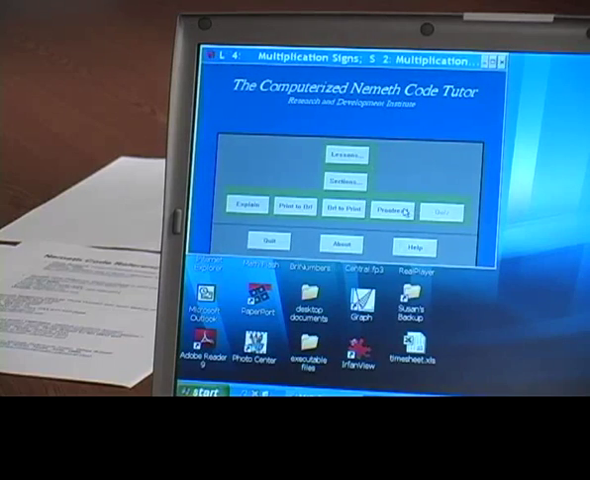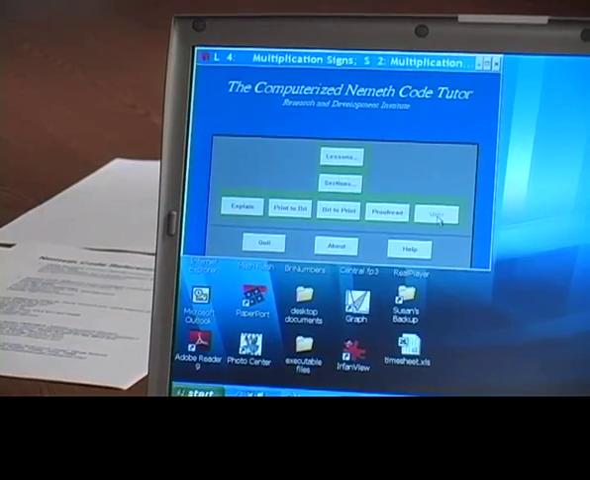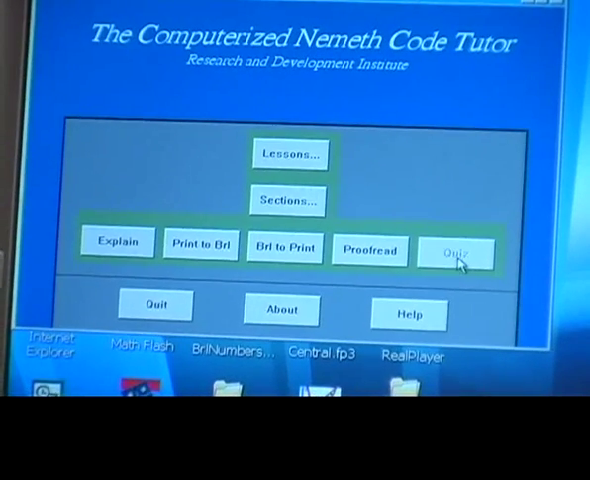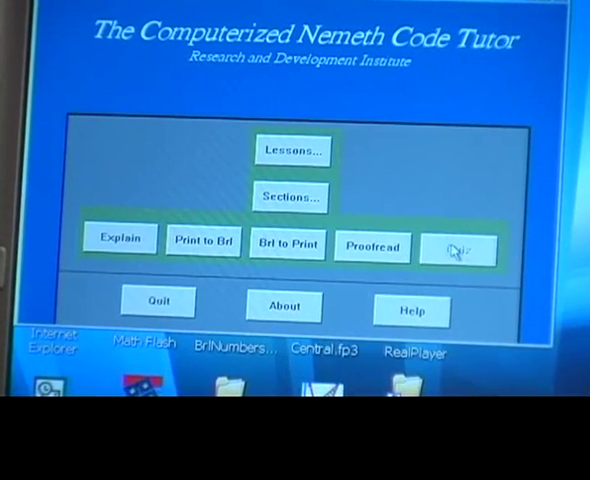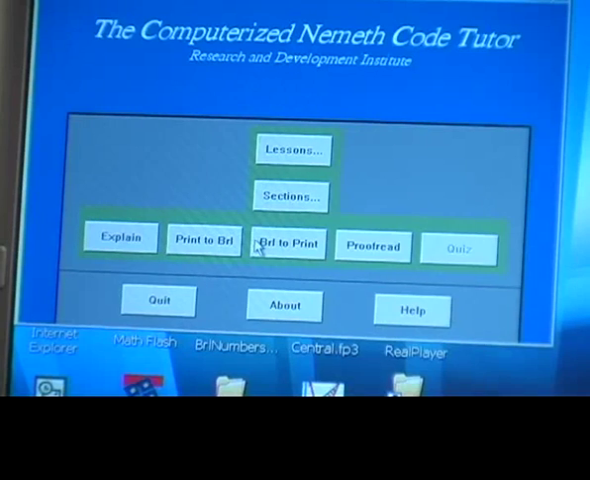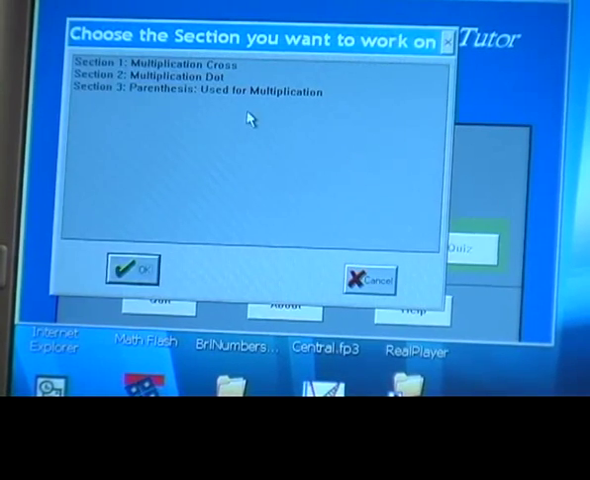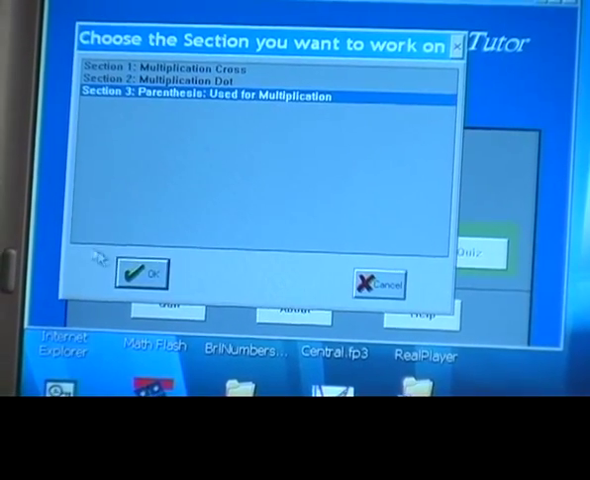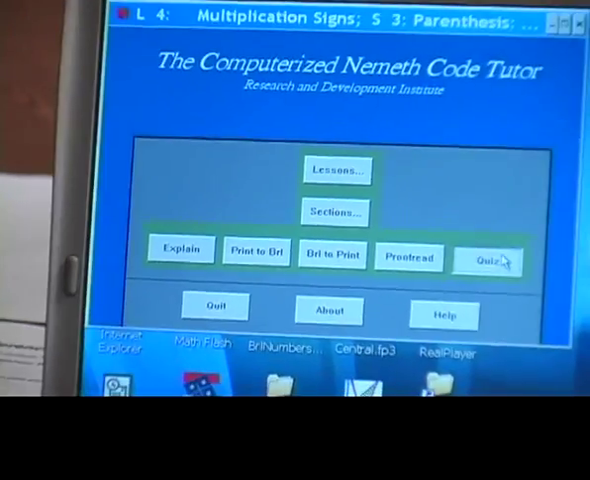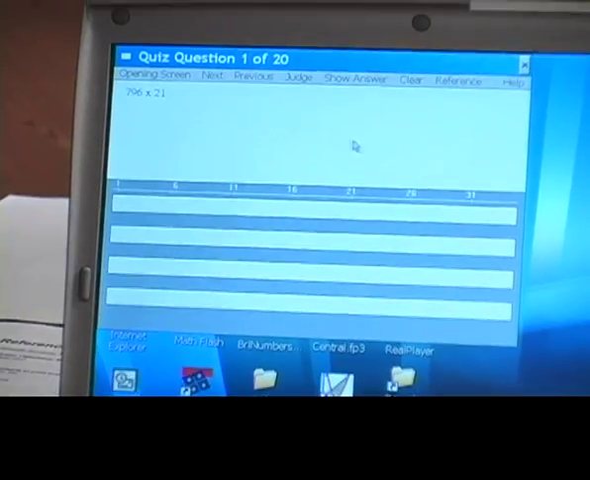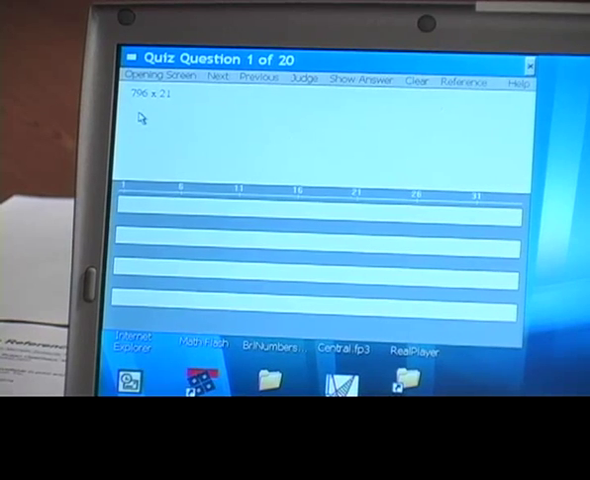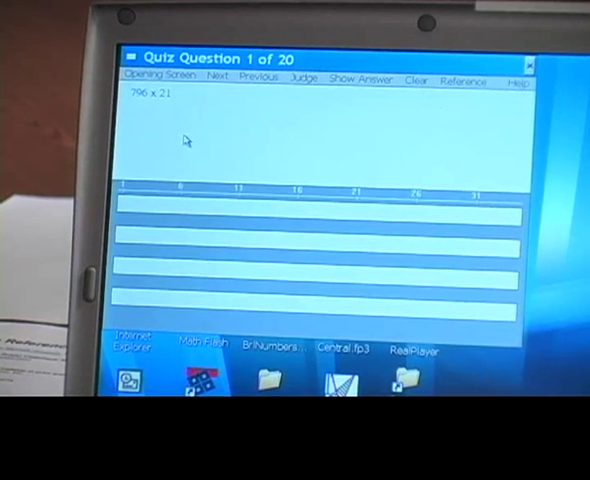And then if we had been finished with all of our sections, we would have also had a quiz. And it's just grayed out for right now because we are not finished. If we went into section 3, I'll show this to you. We would have had quiz available, and then we would have had all these quiz questions, and again, we'd have to braille them in.